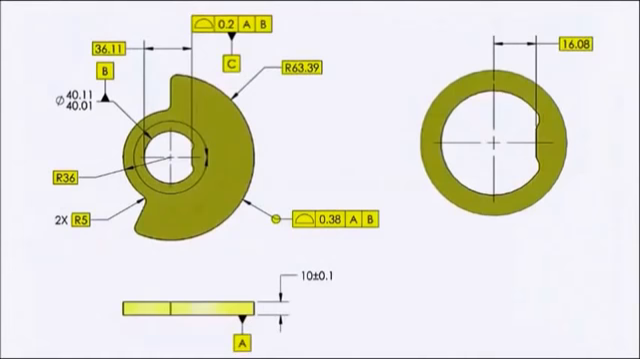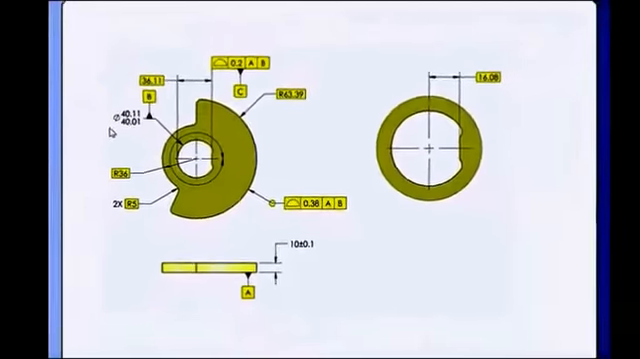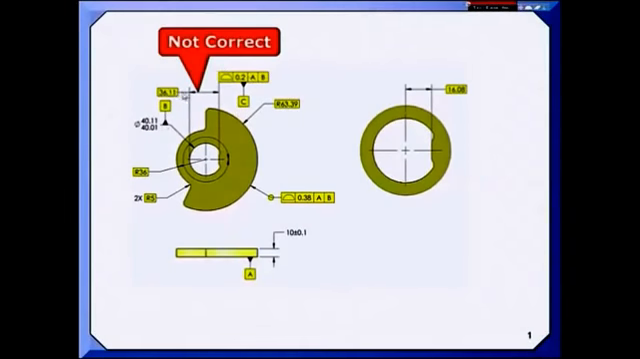I redrew this part so that readers of the tip could not figure out who committed this error, but you know who you are. This drawing tried to mix tolerance dimensions with basic dimensions. You'll notice that this 36.11 dimension is coming from the edge of this datum feature B, which is a toleranced feature. That's not really what the drawing says to do. So this is not correct.